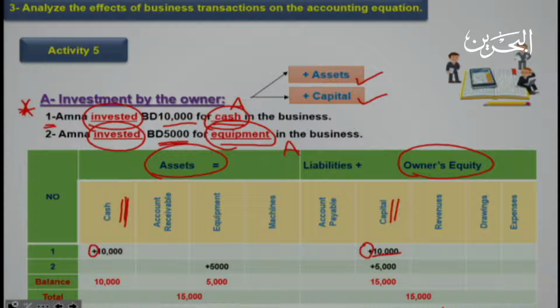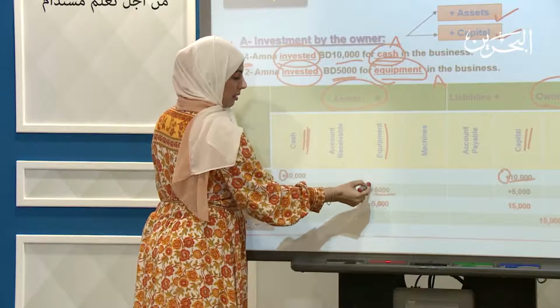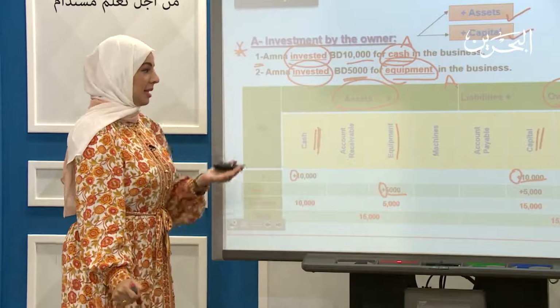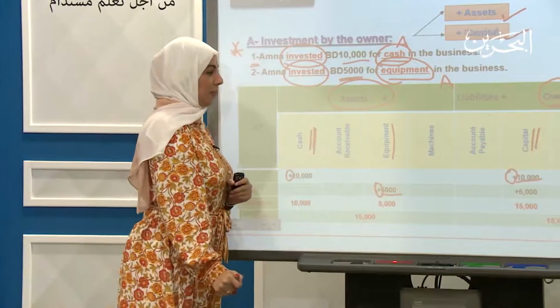Returning back to our schedule, in transaction number 2, I will come to the section of assets under the equipment account, and I will increase it by 5,000, and I should add the sign of plus to show that the account in equipment will increase.